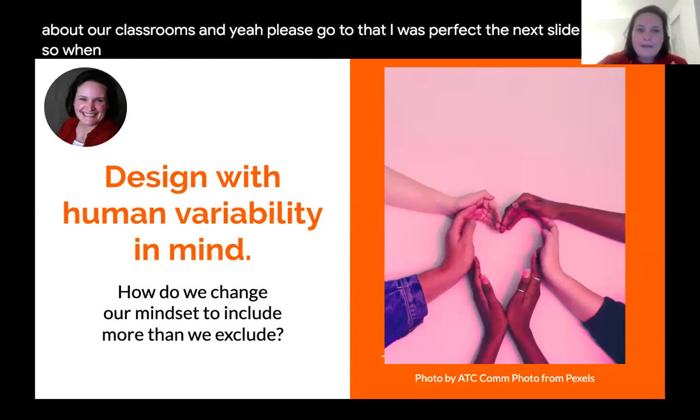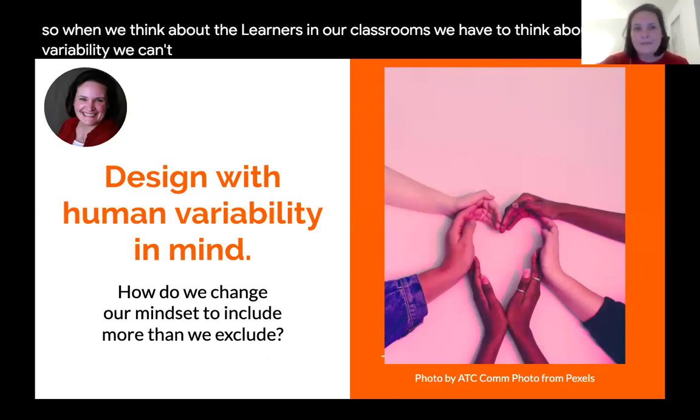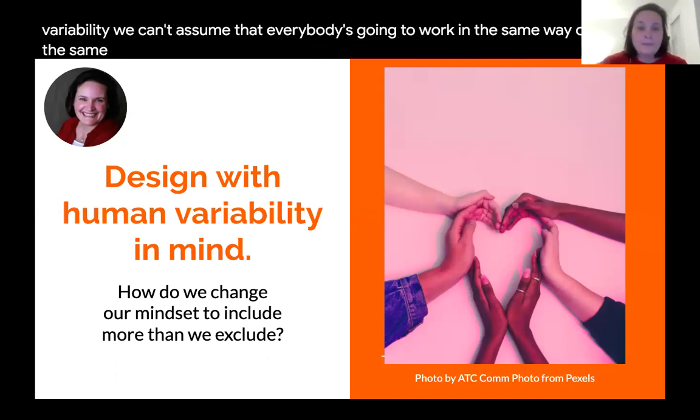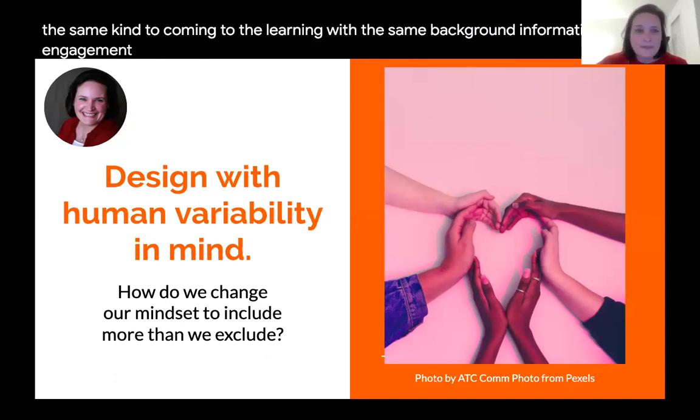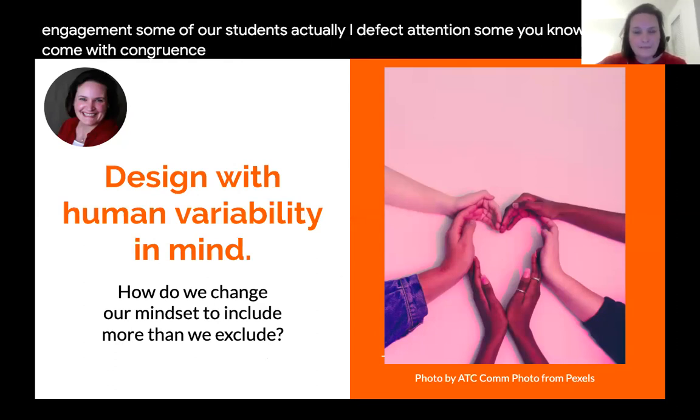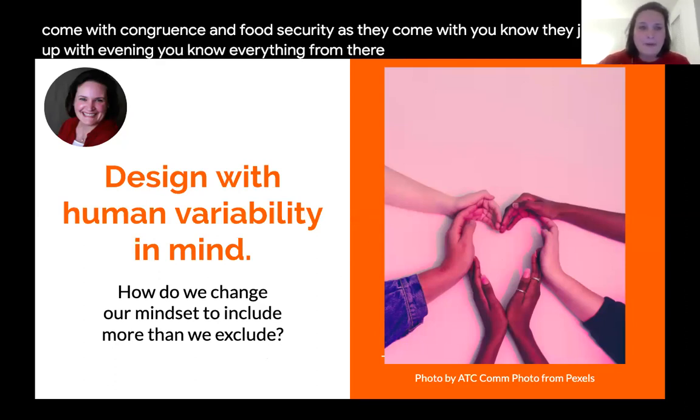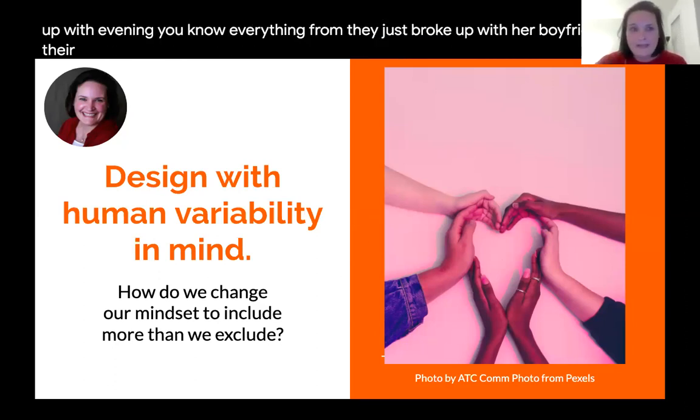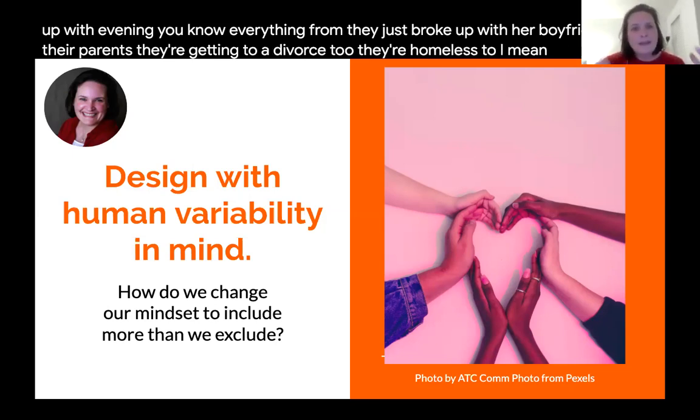So when we think about the learners in our classrooms, we have to think about that variability. We can't assume that everybody's going to learn in the same way or come to the learning with the same background information or engagement. Some of our students may not have breakfast. That can obviously affect attention. They come with hunger or food insecurities. They come with everything from they just broke up with their boyfriend to their parents are getting a divorce to they're homeless. Everybody comes with different things.